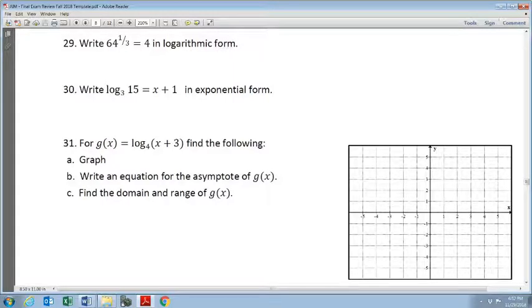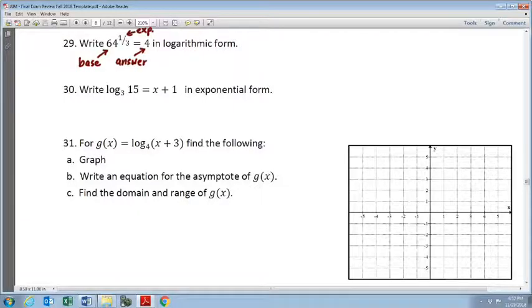Alright, so on number 29 here, we need to write this in logarithmic form. So notice here we have the three parts that we've talked about before. The 64 is what we call the base. The 1/3 is the exponent. And I've been calling the 4 the answer.